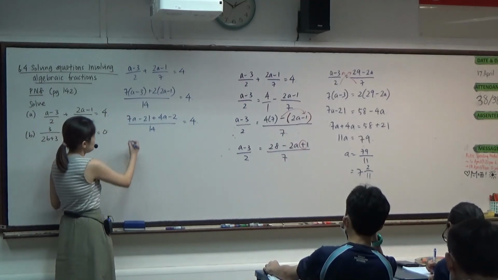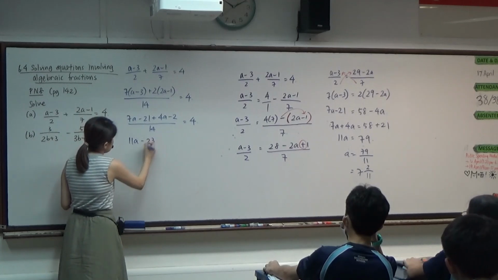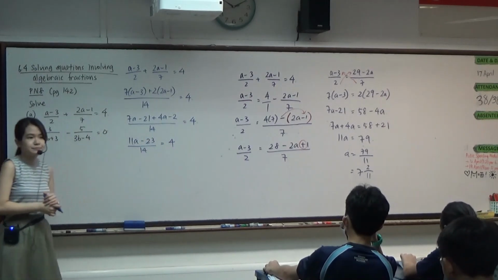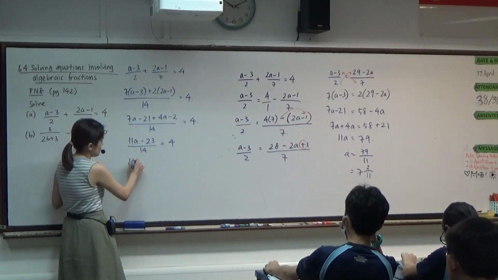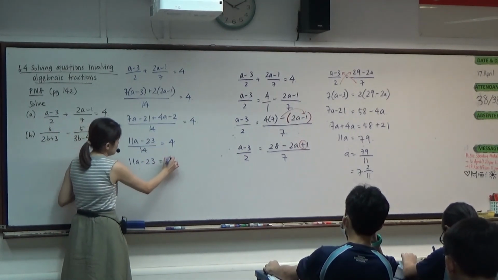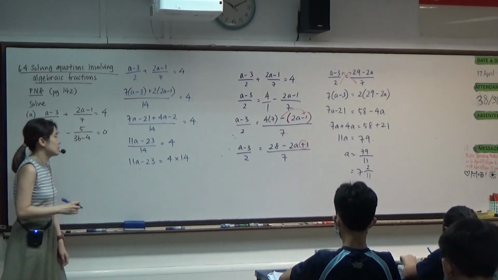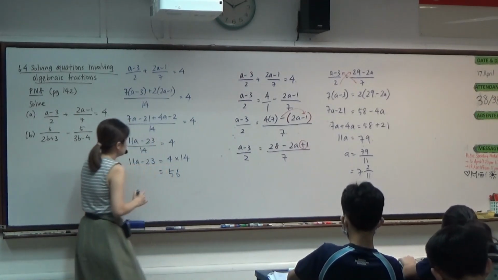Simplifying the numerator, I'll get (11a minus 23) over 14 equals 4. 4 is 4 over 1, so can cross multiply. I will get 11a minus 23 equals 4 times 14. And this will give us 56, right?